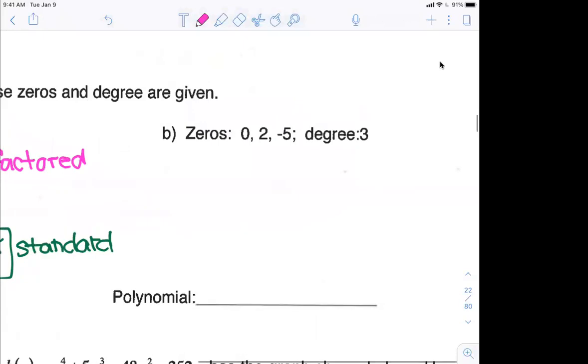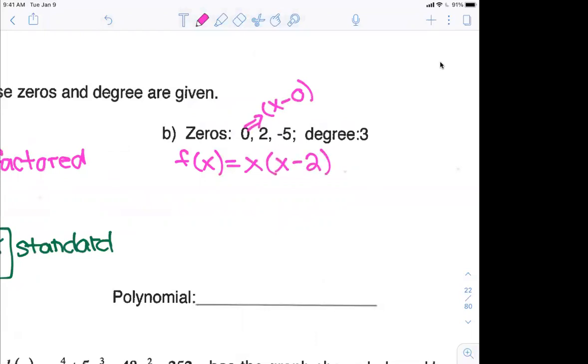So f of x equals, since the zero has multiplicity 1, I would not write this as x minus 0. Simplify that: x minus 0 is just x. For the positive 2, you're going to write x minus 2. And for the -5, you would write x plus 5. Again, the degrees are 1, 1, and 1. 1 plus 1 plus 1 gives you a degree 3. So we're all good for the degree.